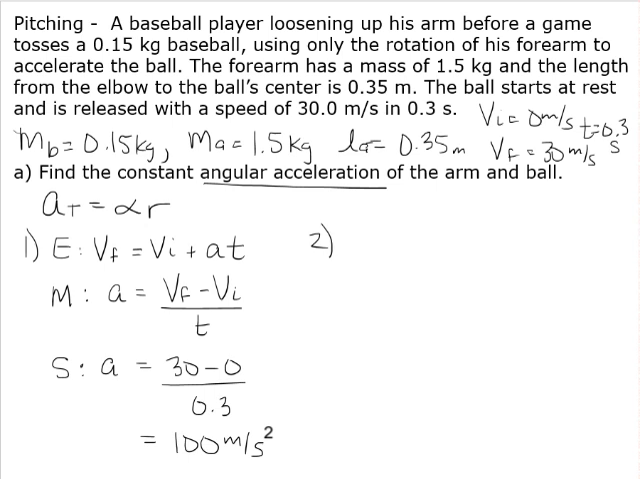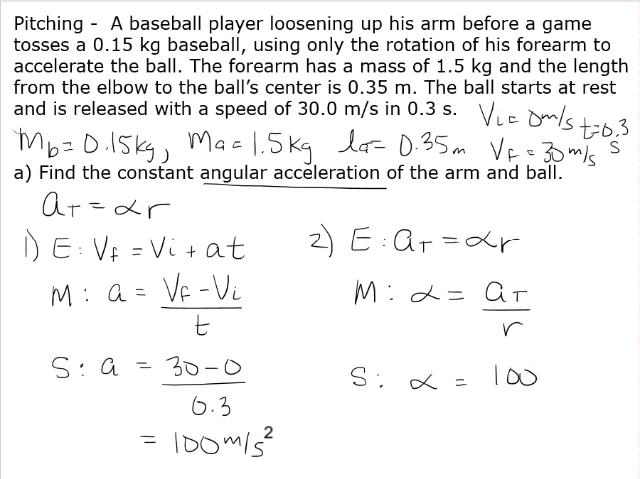From here, I can find my angular acceleration using tangential acceleration equals angular acceleration times radius. Then I can rearrange to solve for angular acceleration, which will be tangential acceleration divided by radius. Then I can plug in my values, where I use 100 meters per second squared divided by the radius, which is 0.35 meters. For my angular acceleration, the final value gives me 285.7 radians per second squared.